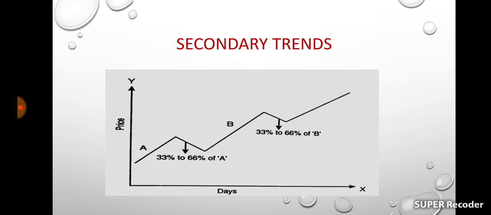Here you can see a secondary trend. Here A and B are the primary trends, and the movements opposite to A and B are the secondary trends. In a bull market like this, the secondary trend can result in a fall of about 33 to 66% of the earlier rise. In a bear market, the secondary trend carries the price upwards and corrects the main trend. The correction would be 33 to 66% of the earlier fall.